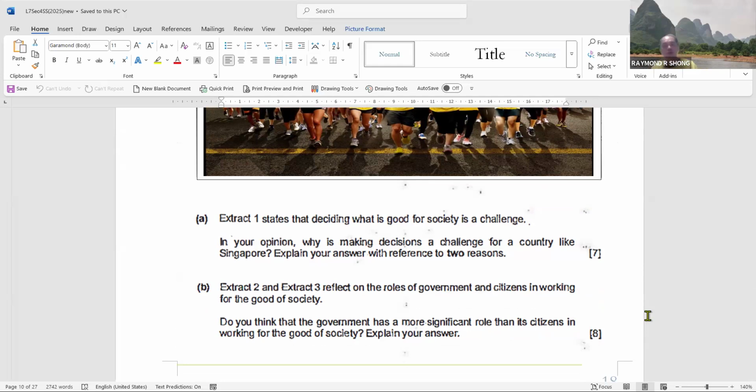Which one has the more significant role? I choose citizen over government. Okay, you decide. Can you type your answer in the Zoom chat now? Don't send it to me, send it to the group, please, so everyone knows. Thanks. Can you resend again?